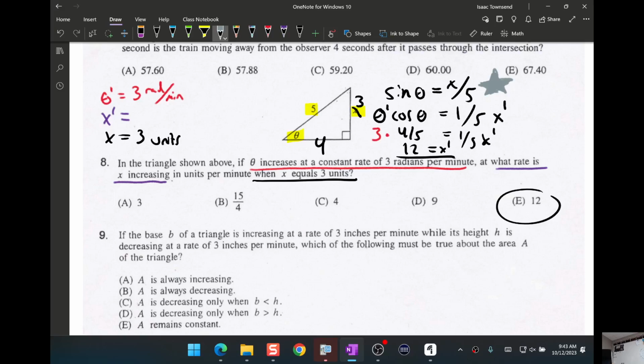SOHCAHTOA is also for right triangles. Okay. Harper, was that yours? Yes. Okay, is that enough? Yes. Okay. Anybody else that was going to ask about 8 have something more specific while it's up?